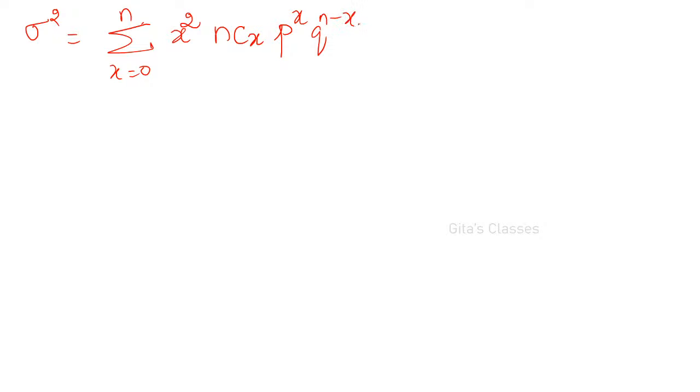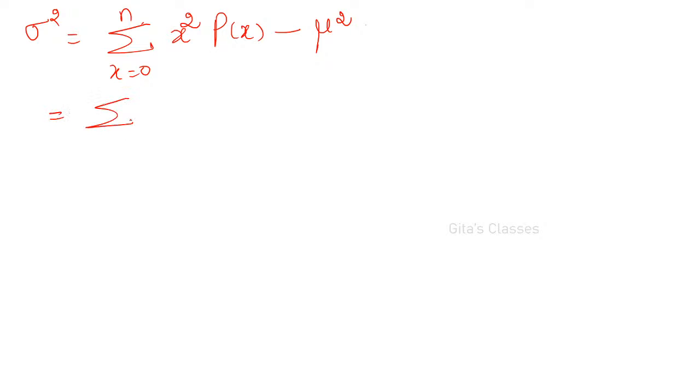Variance sigma squared is equal to sigma x varies from 0 to n, x squared into p of x. What is p of x? ncx, p power x, q power n minus x. You keep p of x as it is, so that later we will make some adjustments that you have to remember here. X squared into p of x minus mu squared, right?